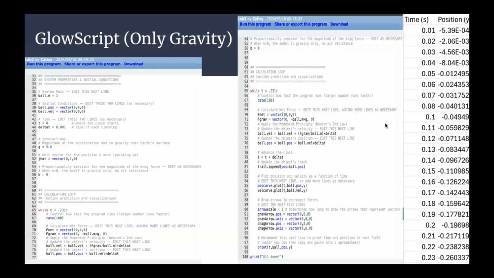Here, on the next slide, is the GlowScript code for the only gravity computational model. As you can see, in line 65, there is the time it took for the ball to fall. Next, in line 71, you can see me calculating the force of gravity. After that, in line 74, you see the velocity update formula being used. And then in line 76, you see the position update formula being used. All this was combined together in this code to get the table you see on the other side.